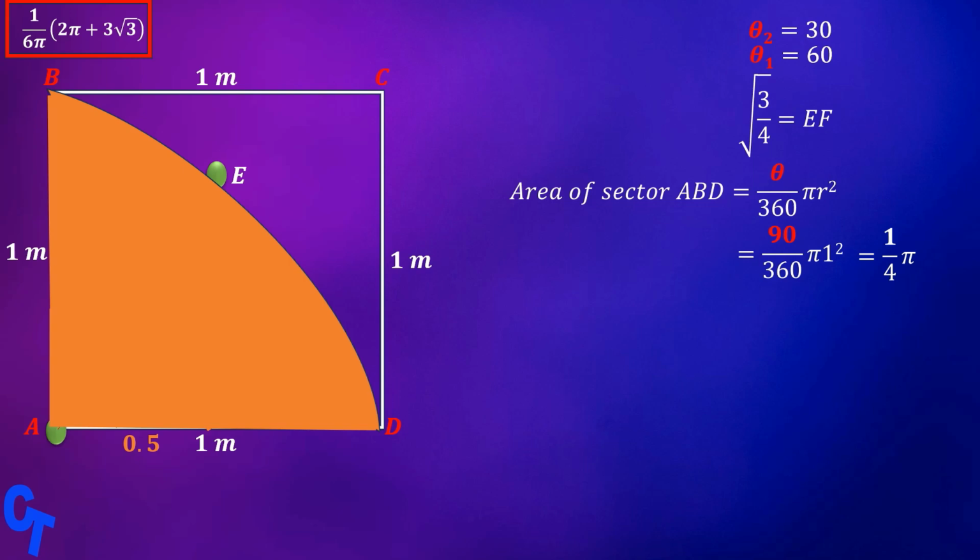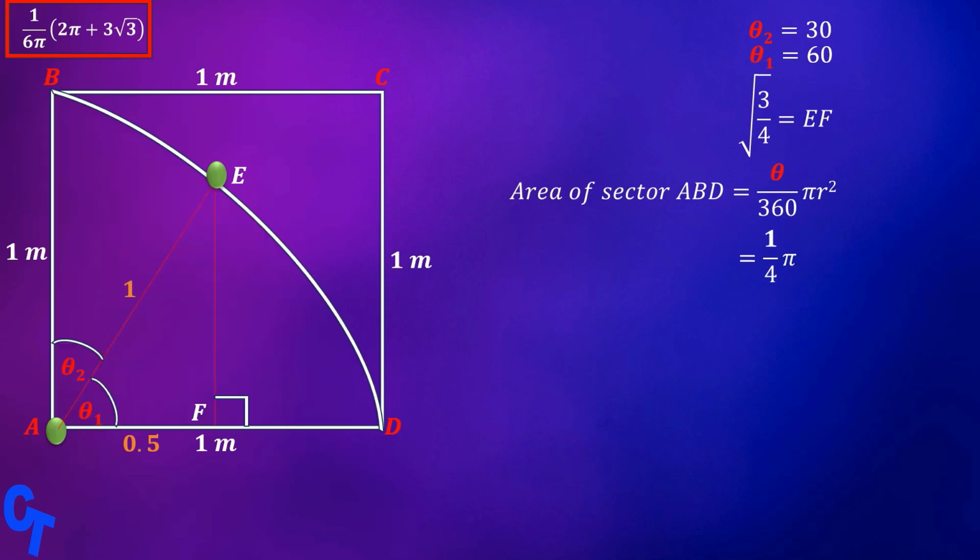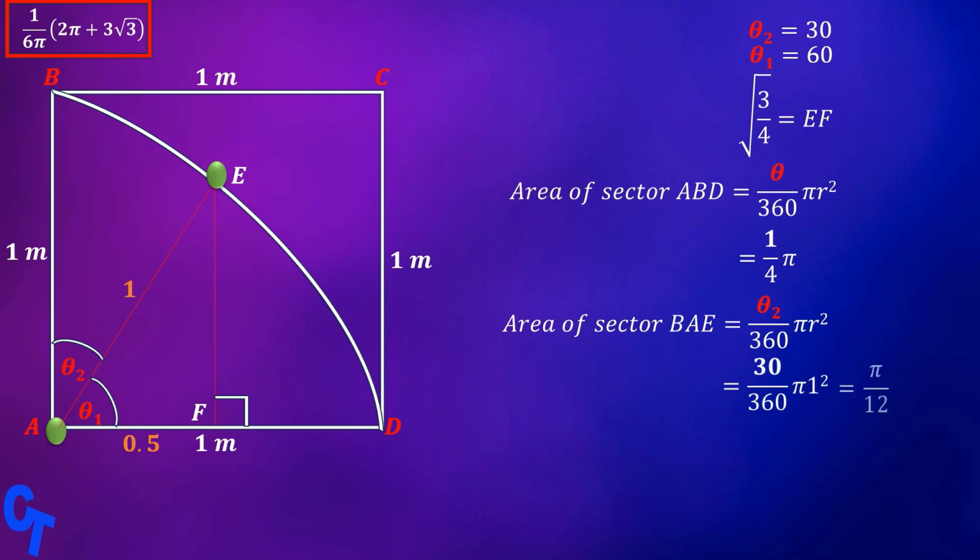Some of you may try to use r theta, but in this question, you're not going to succeed if you use radians. So that's why it's in degrees. Let's find the area of the sector BAE. The area of the sector BAE is going to be theta 2 over 360 times pi radius squared. And theta 2, remember, is 30, so it's going to be 30 over 360 times pi times 1 squared, and that is going to give us pi upon 12.